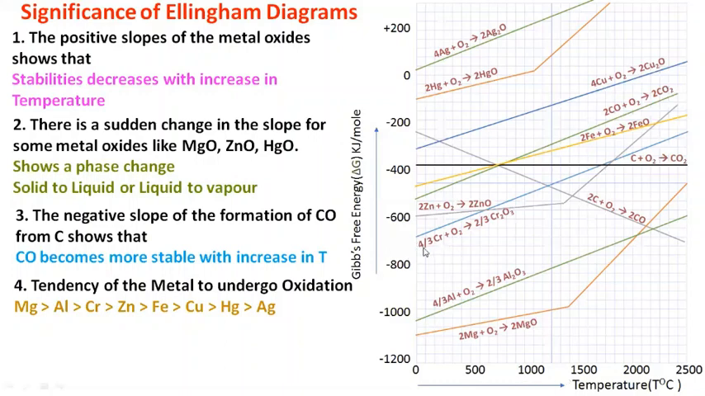Formation of chromium oxide is showing at nearly minus 700 kilojoules per mole. Zinc oxide around minus 600 kilojoules per mole. Iron oxide around minus 500 kilojoules per mole.